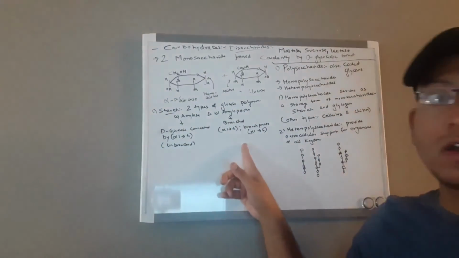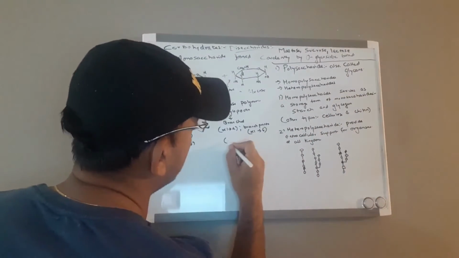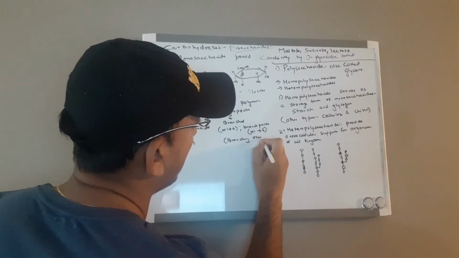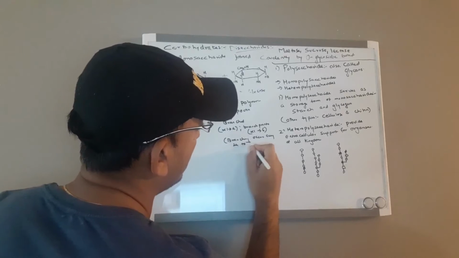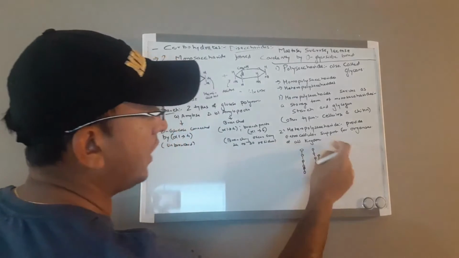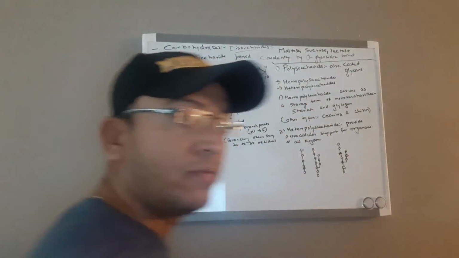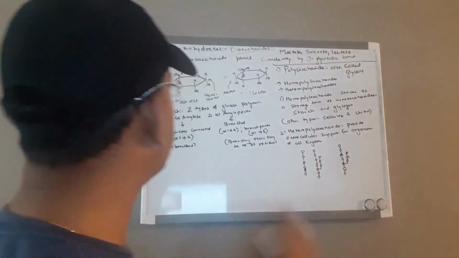This branching occurs every 24 to 30 residues, right? So like 1, 2, 3, 4, 5, and when it reaches 24 to 30, it branches off. And these are the linkages. All right, so this was starch.